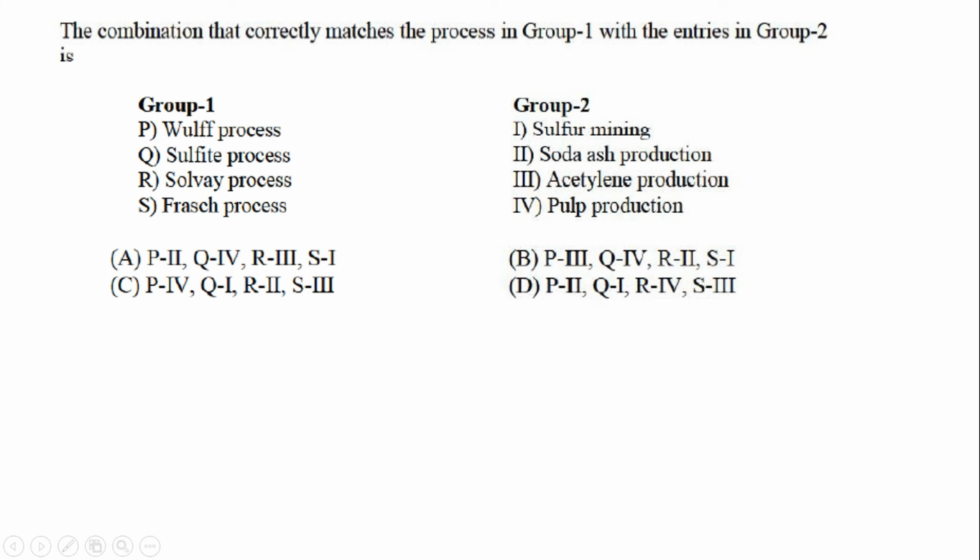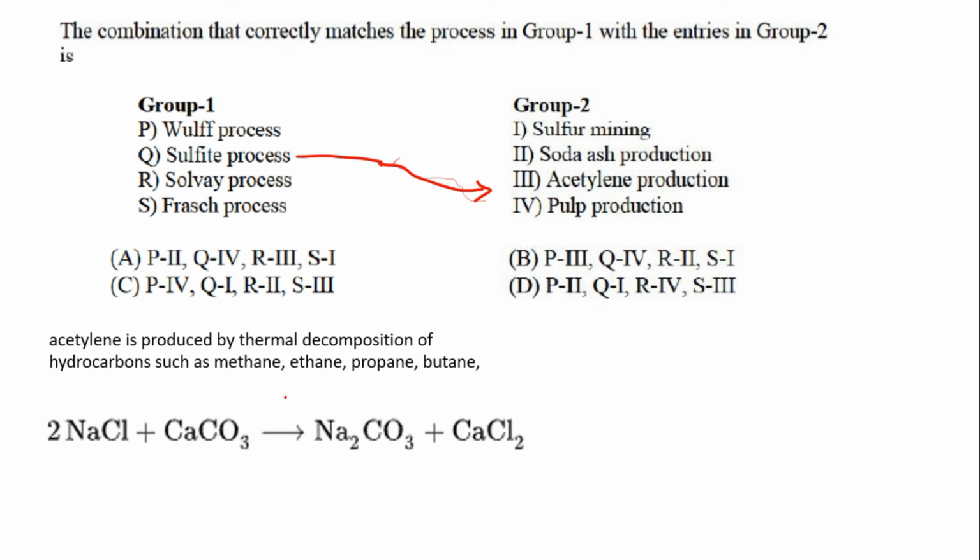The combination that correctly matches the process in group 1 with entries in group 2 is, so here Wolff process, sulfide process, Solvay process and Frasch process. We all know the sulfide process and Kraft process are majorly used for pulp production. And the Solvay process is nothing but the sodium carbonate production process from NaCl and CaCO3, sodium chloride and calcium carbonate.